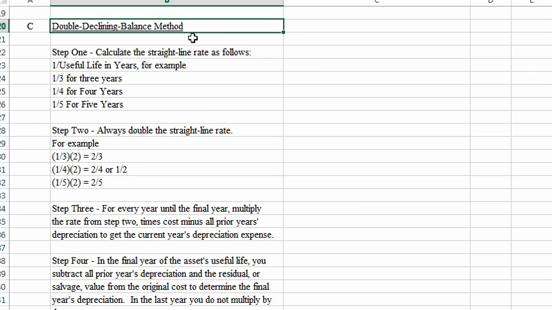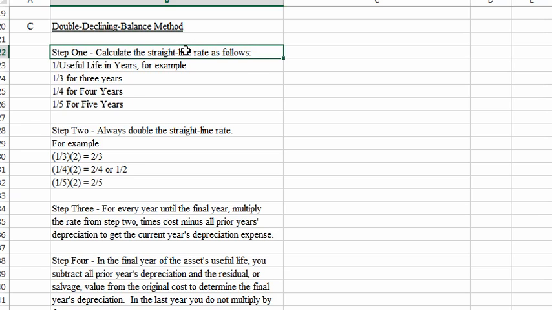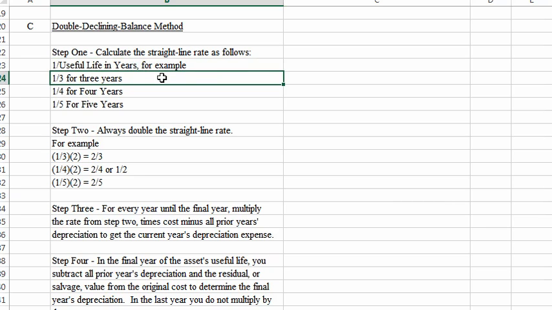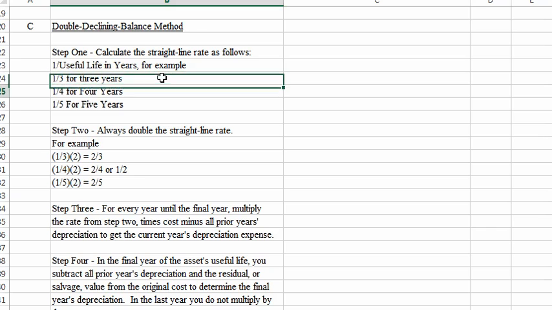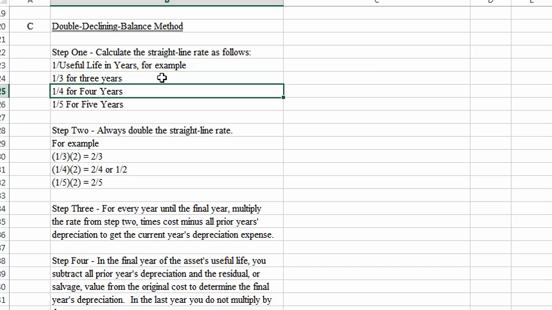We have to go through a few steps here. Step 1, we want to calculate the straight line rate as follows. We'll divide 1 by the useful life in years. So if the useful life in years is 3 years, it's 1 over 3. Useful life in years is 4 years, it's 1 over 4. If the useful life in years is 5 years, it's 1 over 5, and so on into infinity, I guess. Although you'll never have an asset last that long.